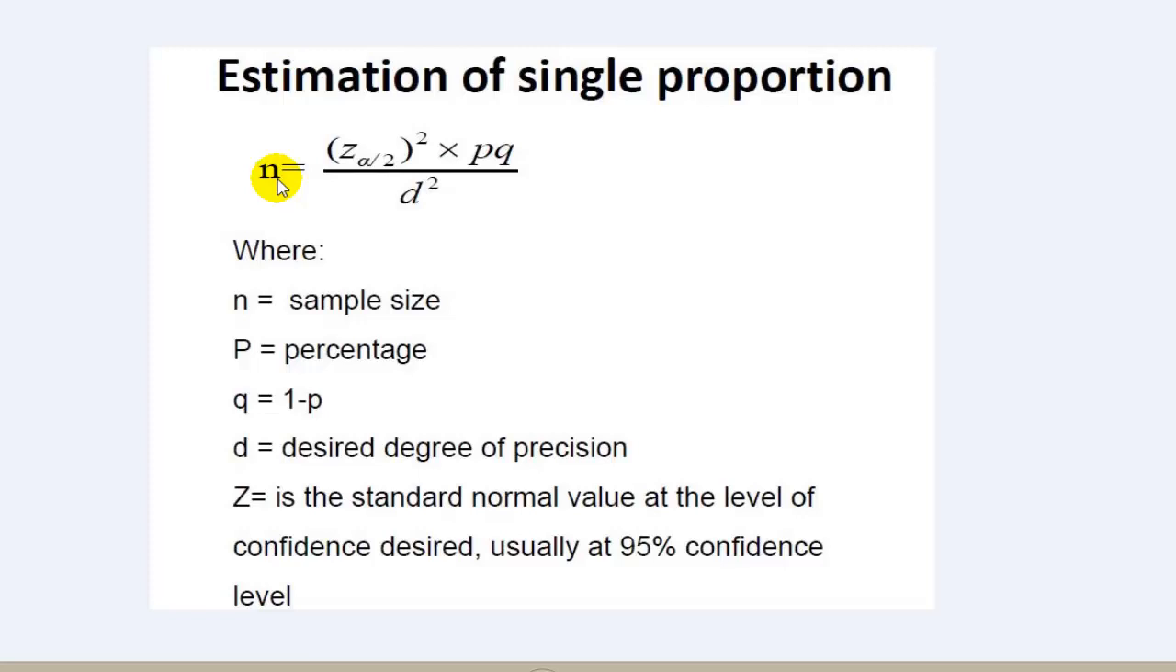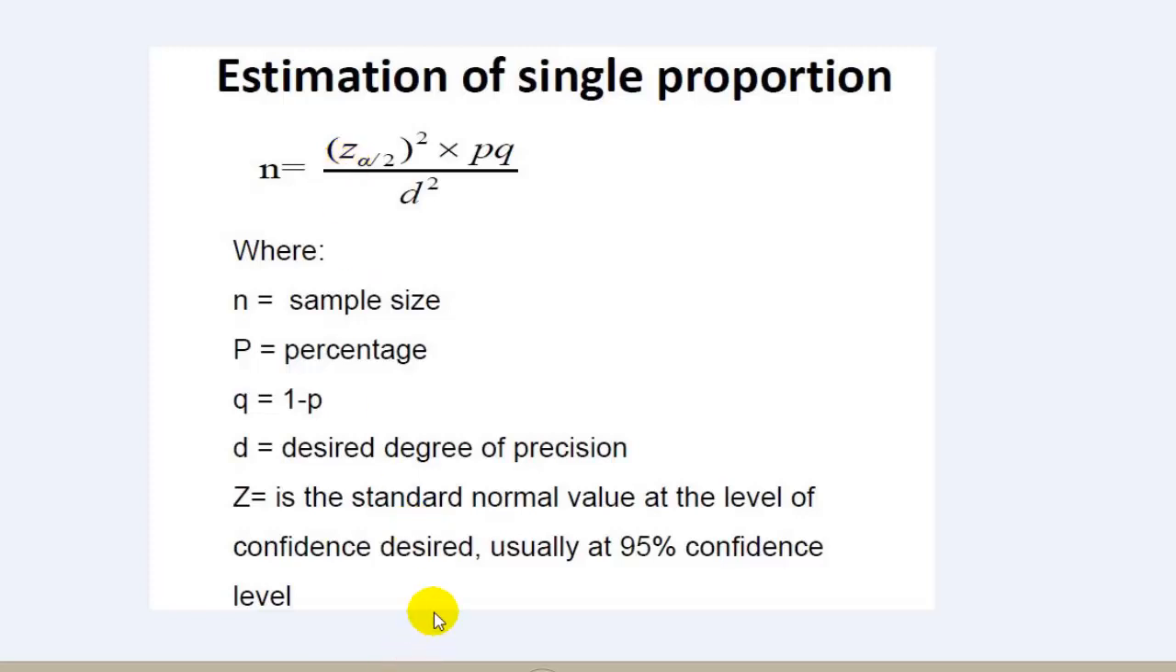Z alpha over 2, as you can see here, is the standard normal variate. At 5% type 1 error, the p-value is less than 0.05, and if it is 1% type 1 error, it is p-value less than 0.01. But mostly we use the 95% confidence interval. In the standard normal curve it will give us 1.96. If we decrease the error to 1%, it becomes 2.58. It's not such a big deal because I will show you in the software.